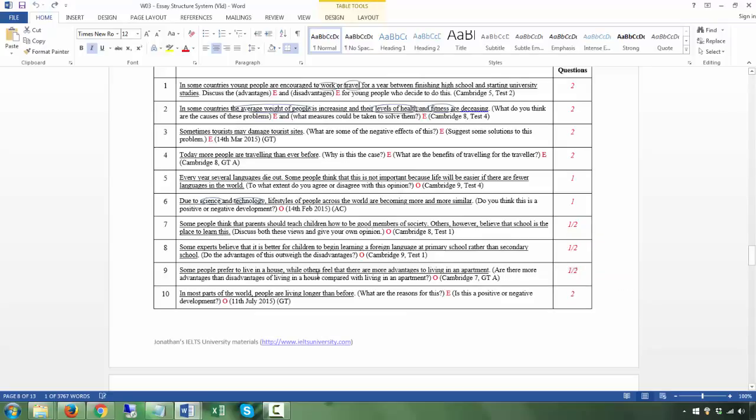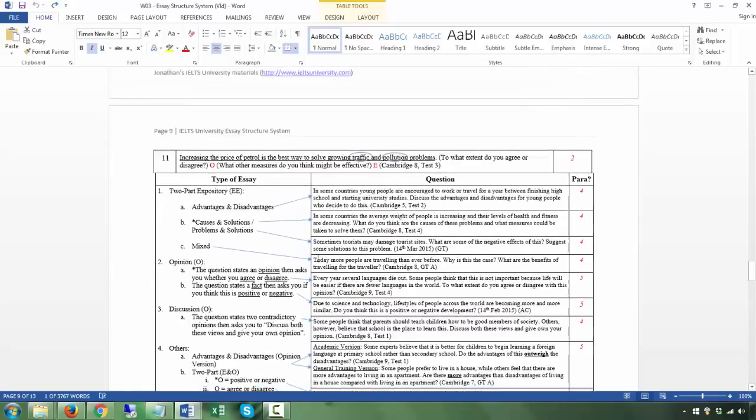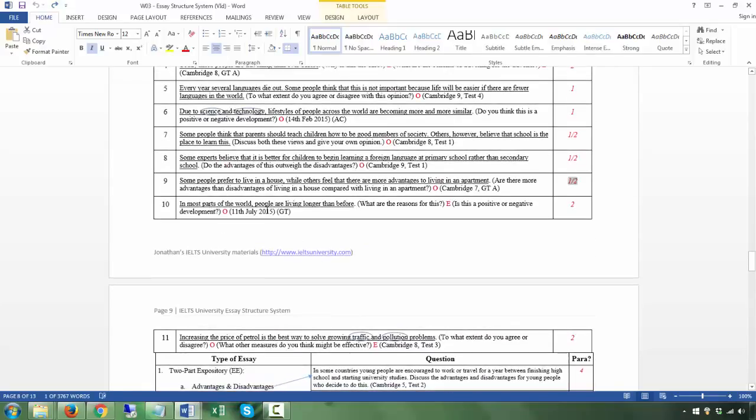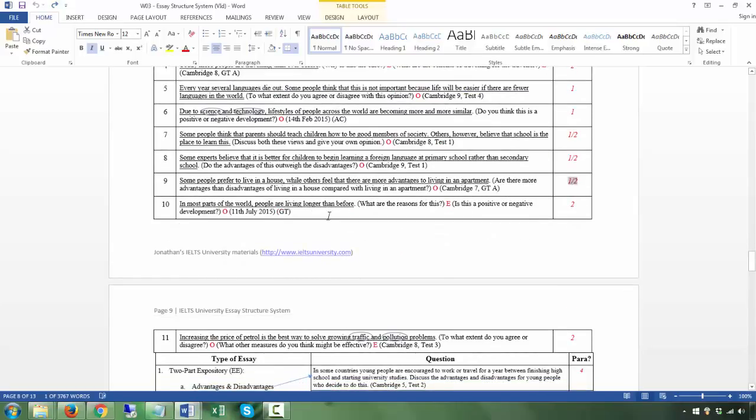In most parts of the world, people are living longer than before. What are the reasons for this? Is this a positive or negative development? This is 4B under 4B. Is this a positive or negative development?